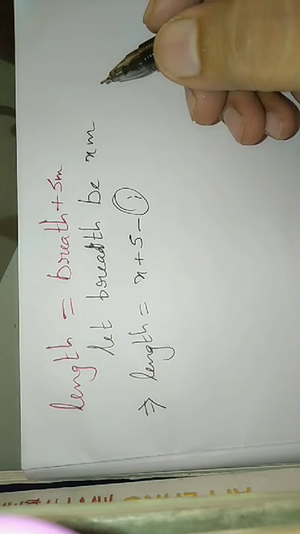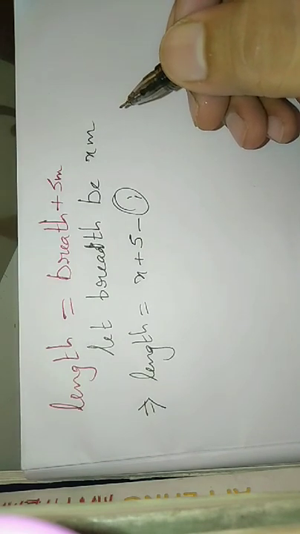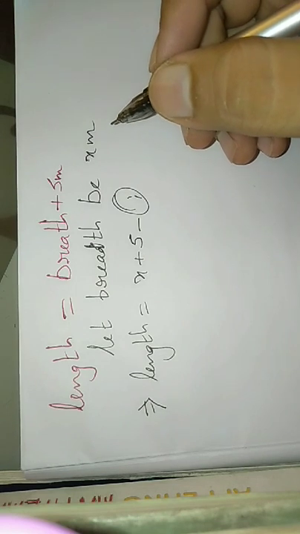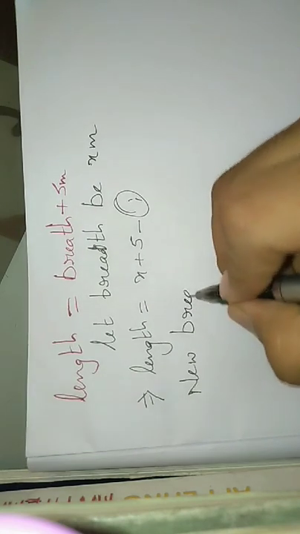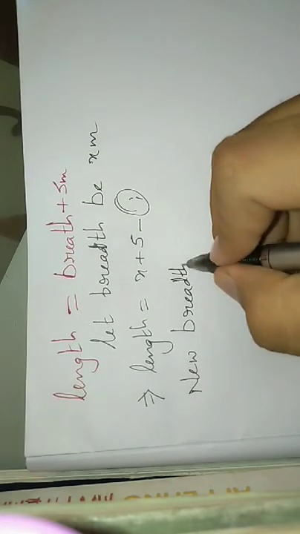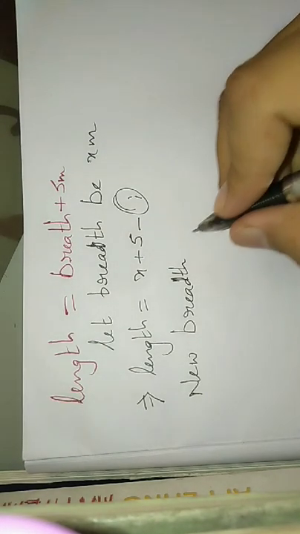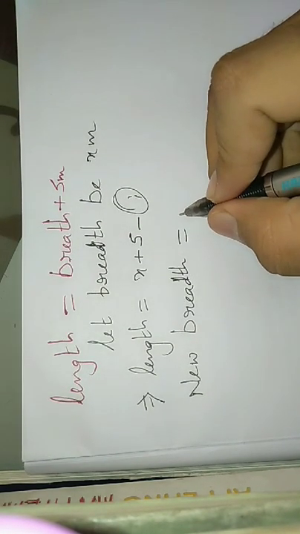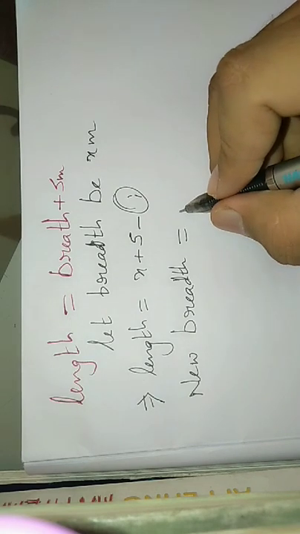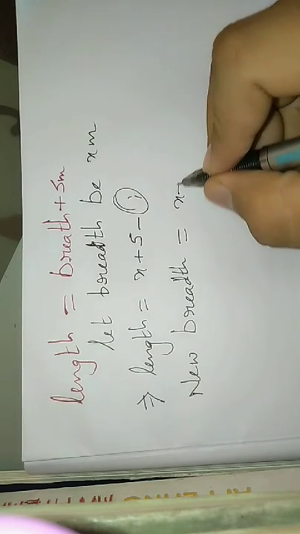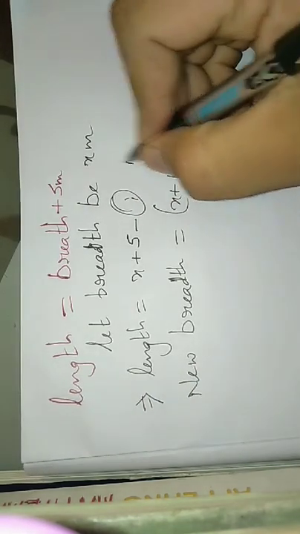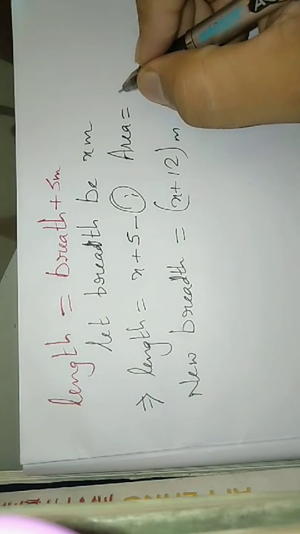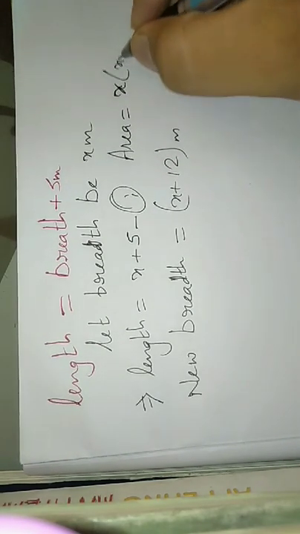They're saying that if they are increasing the breadth by 12 meter, so breadth is x, new breadth is x plus 12, correct? Meter. Acha, students, here what will be the area of this field? Original area, x into x plus 5. Length into breadth, correct?